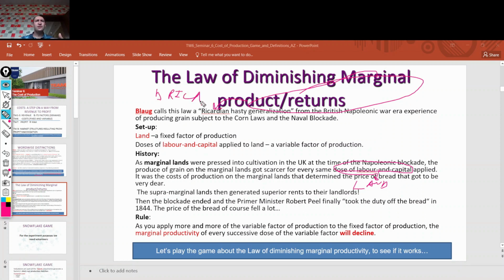Again, that law was set up with reference to that situation in British agriculture of the day, in the period of the British Napoleonic Wars. And what was observed is that just to increase yield from land, a greater amount of labor had to be applied.